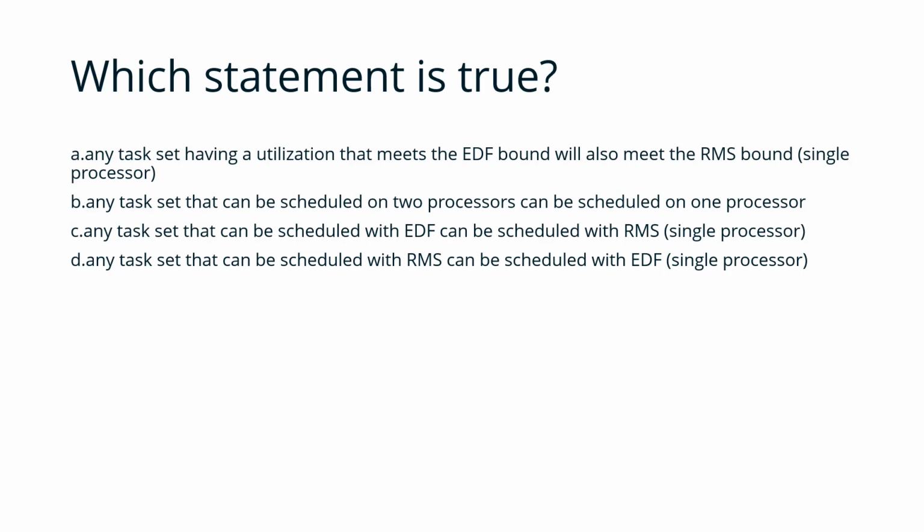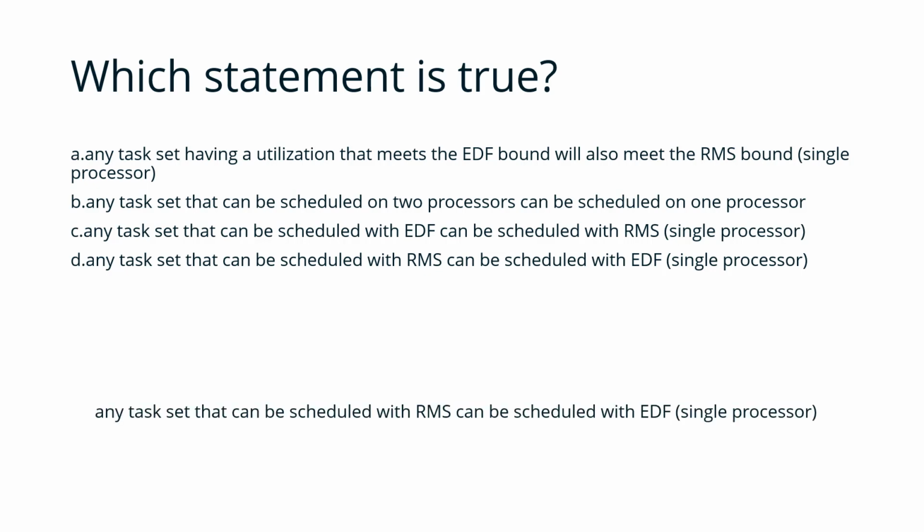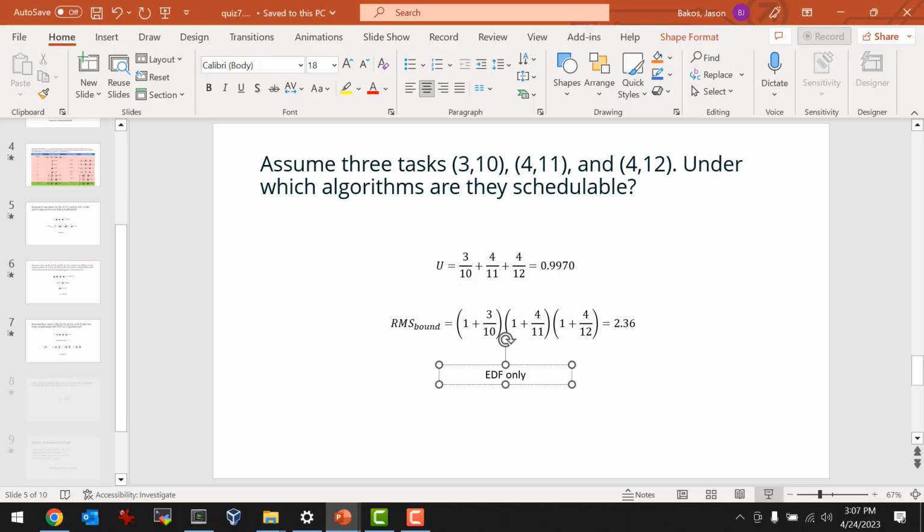Okay, which statement is true? Any task having utilization that meets the EDF bound will also meet the RMS bound. No, it's not true. Any task that could be scheduled in 2 processors can be scheduled in 1 processor. I don't think that's true. Any task that can be scheduled with EDF can be scheduled with RMS? No. Any task that can be scheduled with RMS can be scheduled with EDF? Yes, that one's definitely true. If you can do it with RMS, then you can do it with EDF, because RMS is more restrictive, since it's static priority. So it's D. Okay, that's it.